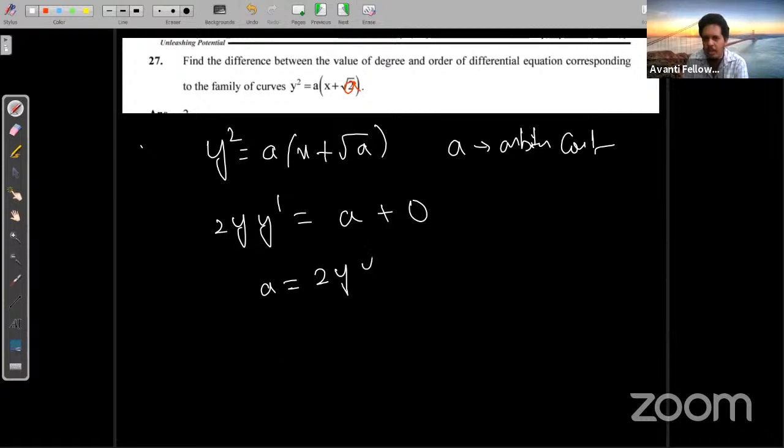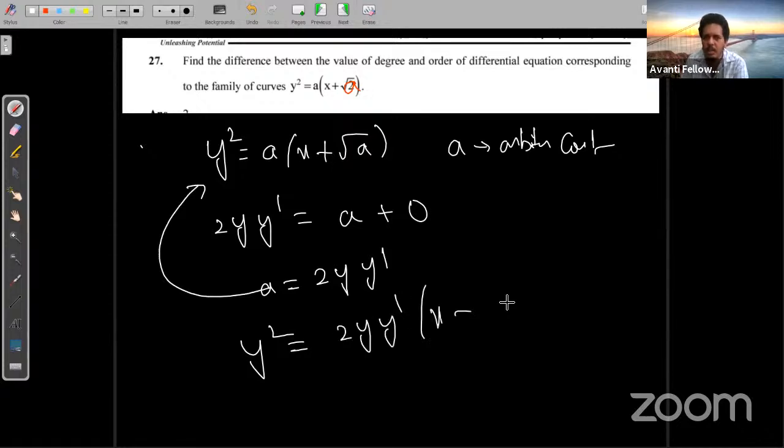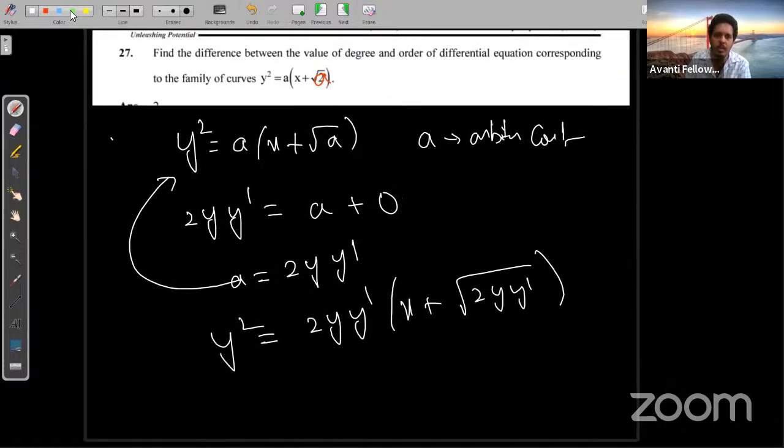Okay. So y square is equal to, if I substitute this A in our original equation, how much are we going to get? 2y dash into (x plus root over of 2y dash). Okay, so this is what we got, guys. Now, what is the question he is asking us? What is the order of the differential equation? What is the degree of the differential equation?